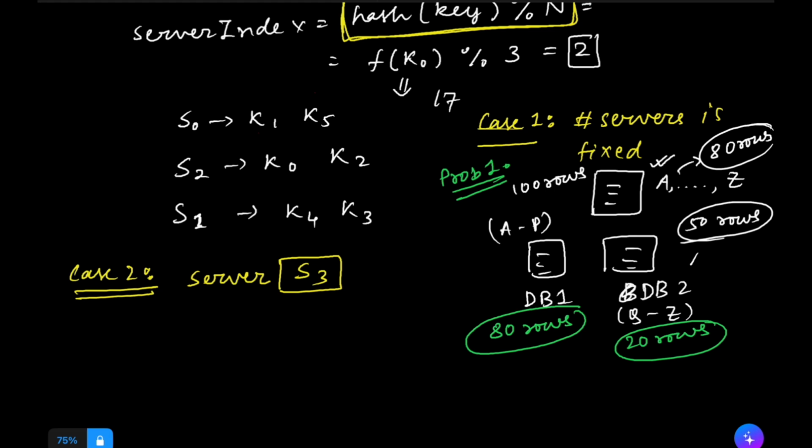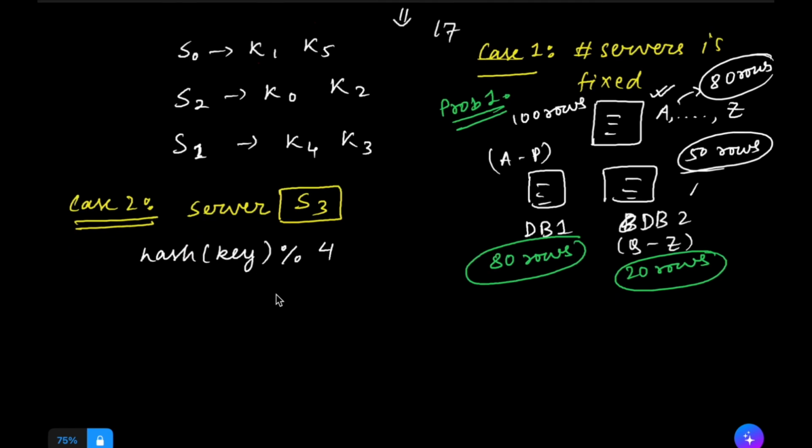So in this case, what will happen is the hash function, basically the modulo function, will check which key will be hashed to which server index. We will be having 4 instead of 3 which we had earlier. And thus what might happen is, suppose initially I want to find the value for, let's say, key k0.